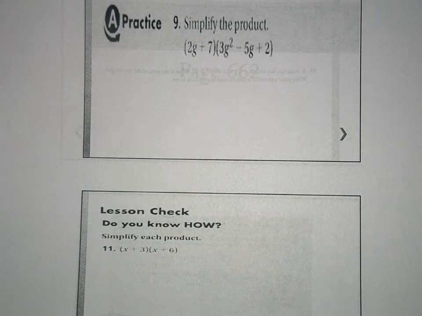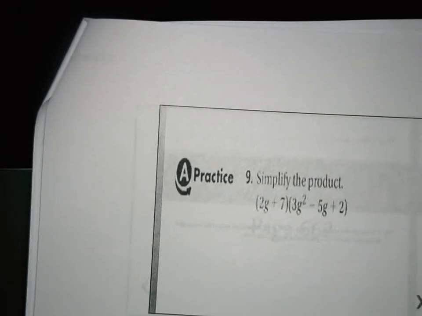Okay, Chloe's going to come up and do the problem for us. I'm going to go ahead and read my answer since I can't quite make it around. So the answer is 6g to the third plus 11g squared minus 31g plus 14. How many of you guys got it right? Awesome. Good job. Okay, all right, here goes Chloe.